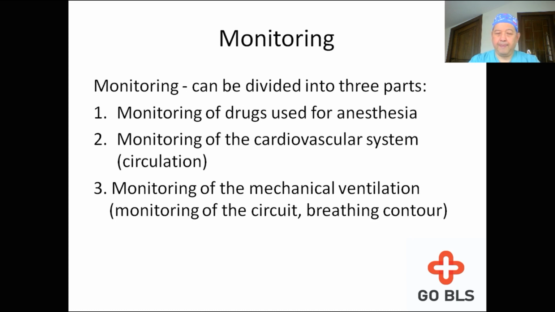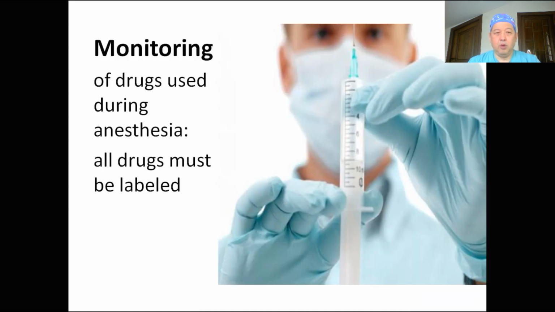Monitoring of drugs used during anesthesia, I must say that all drugs must be labeled. If you have 4, 5, 6 syringes on the table, each syringe must have a label with the name of the drug. For example, this is atropine, this is fentanyl, this is adrenaline, and so on. Why do we do it? Because we need to avoid a mistake.